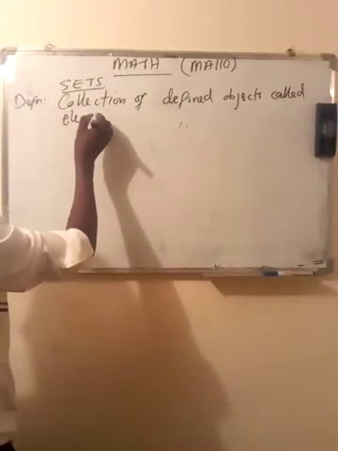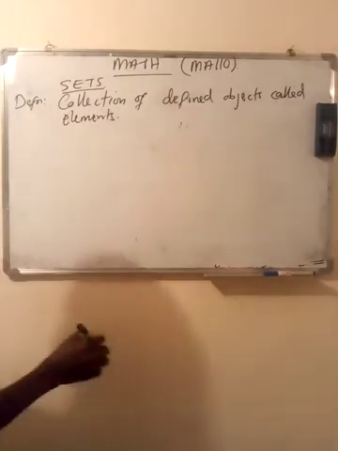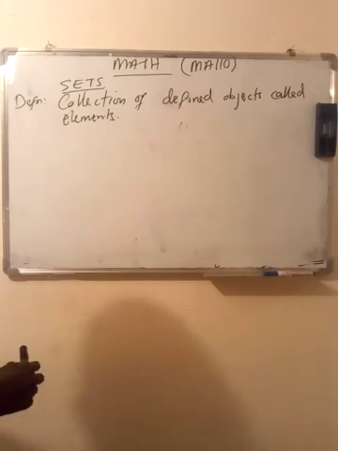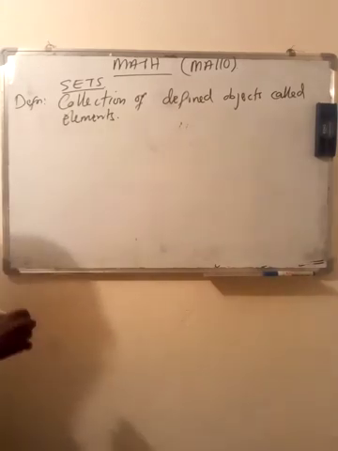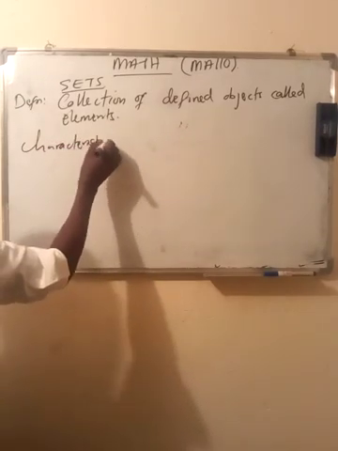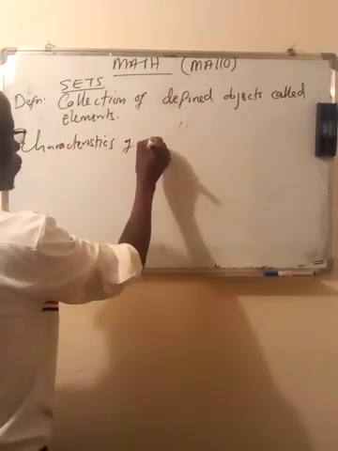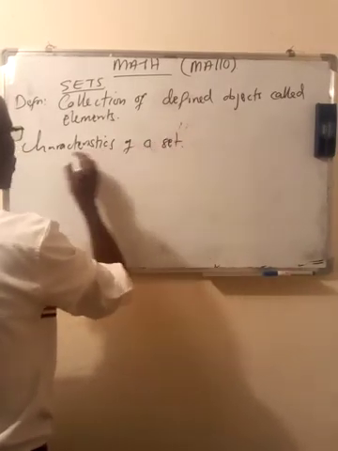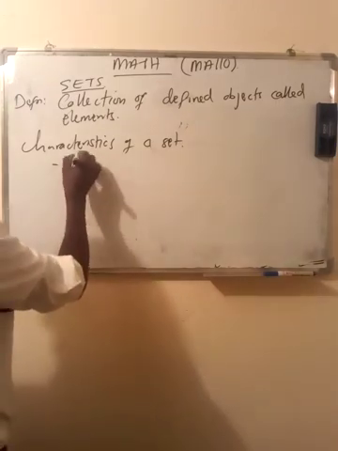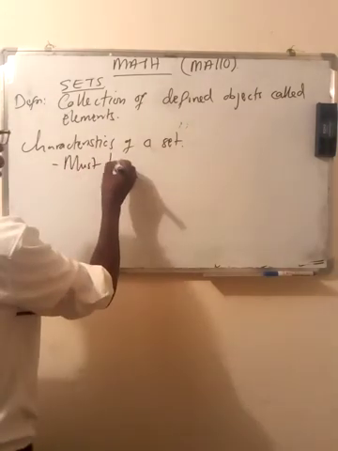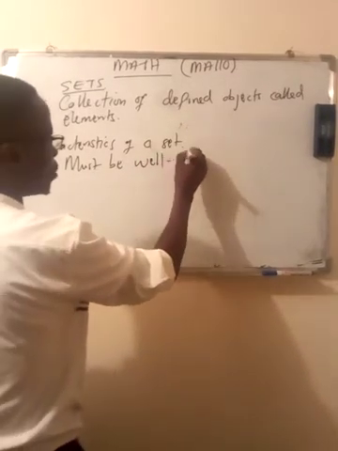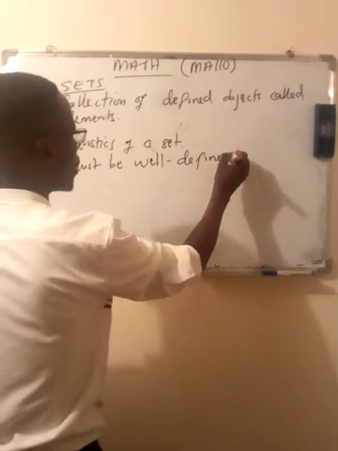Now, what are some of the characteristics of a set? One of the characteristics of a set is that it must be well defined. What does it mean when we say it must be well defined? It should make it easy for you to identify and describe the set. Let me give an example.